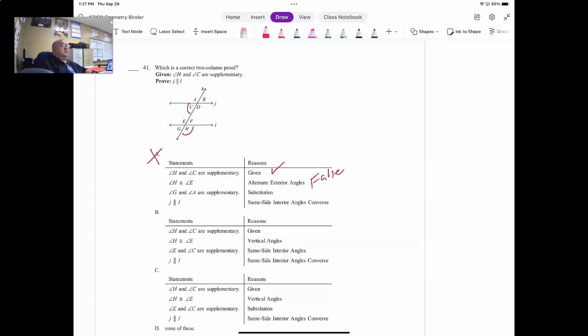Let's try B. That's given. That's true. Angle H and angle A, yeah, that's vertical. That's correct. How about angle E and angle C? Are they supplementary? Are they same side interior? Yeah, they are. And remember how I told you in the notes, if two angles are same side interior angles and they're supplementary, then we can conclude that J and L are parallel. Remember that? The answer is B.